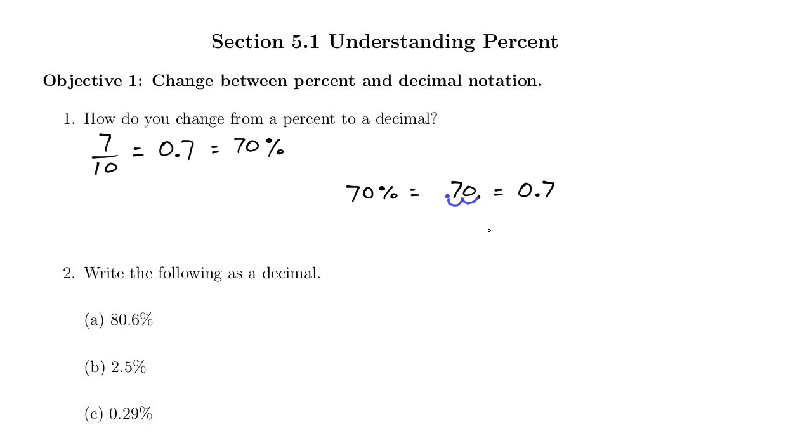0.7. Okay, so when we go from a percent, 70%, we drop the percent symbol and then move the decimal two places to the left. So we had 70%, and that now becomes 0.7.